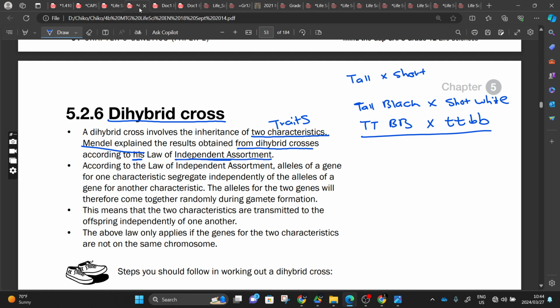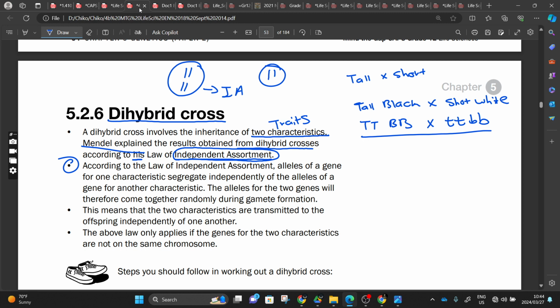So now you'll have to understand what this law of independent assortment is, because Mendel explained the results we get when we have two chromosomes, and then when we have four chromosomes, or two pairs of chromosomes. He explained this with the independent assortment law. Then, according to the law, here's the law.